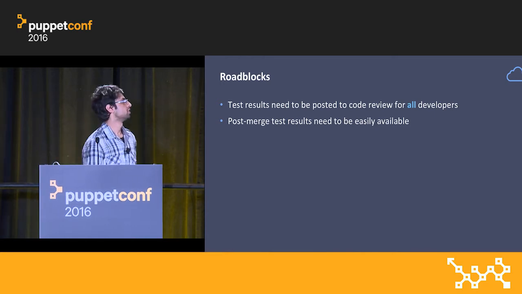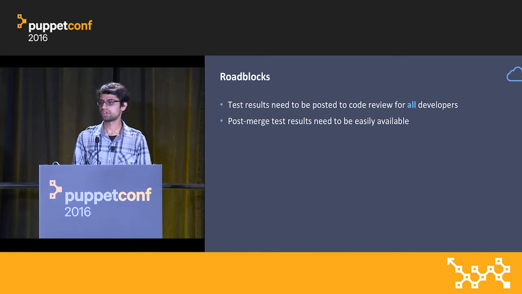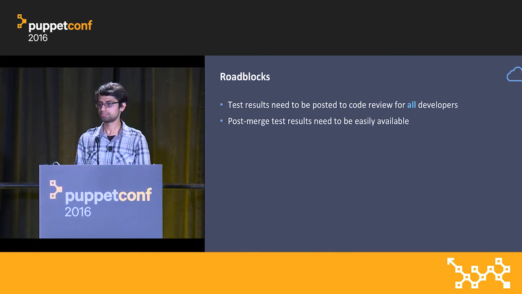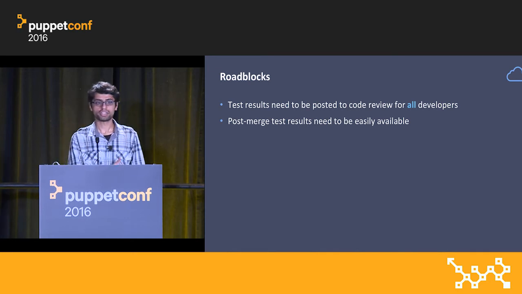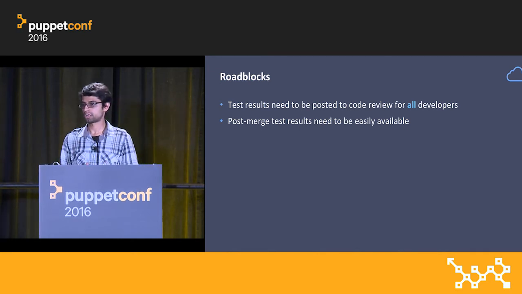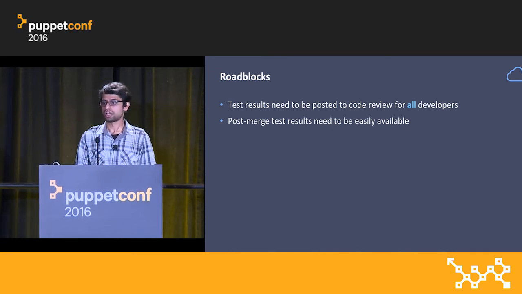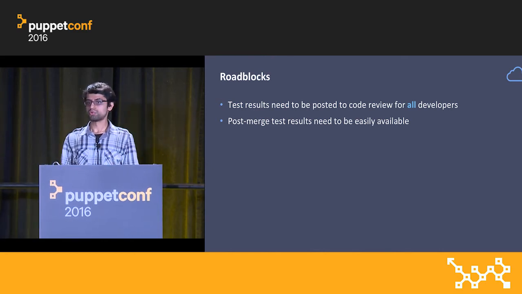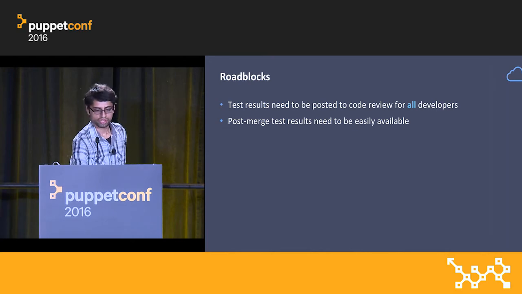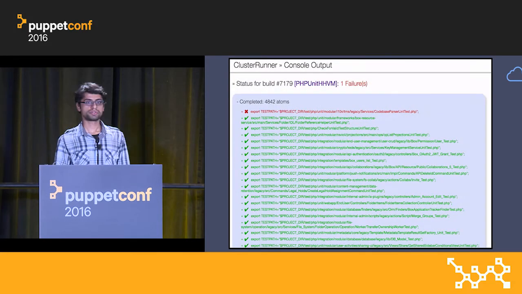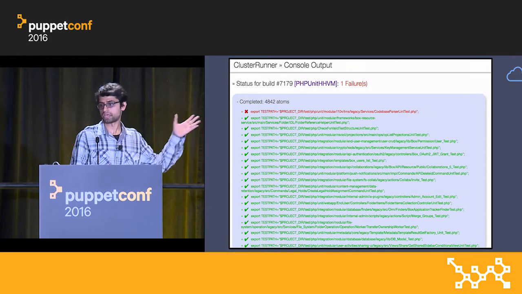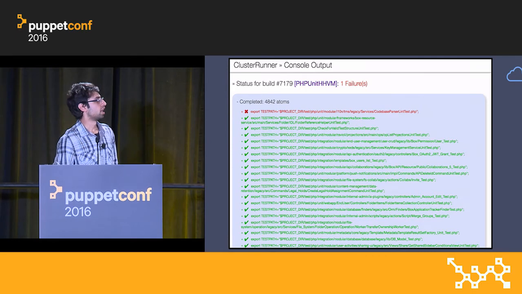The second problem is that our post-merge test results are not readily available. So if a developer merges a change and it causes the build to go red, for them to figure out why the change failed, they'll have to run rake spec locally. This is obviously preventing us from rolling this out completely. Once we clear these roadblocks, we can move forward with this project. The good thing about ClusterRunner is it also comes with another add-on that allows you to see this test output very easily. If any of your individual atoms failed, it'll show up like this, and you can click on it to see the full output.